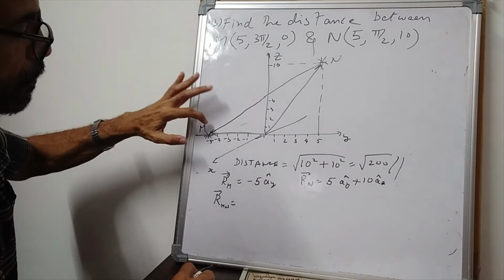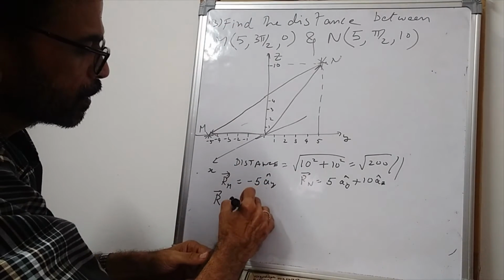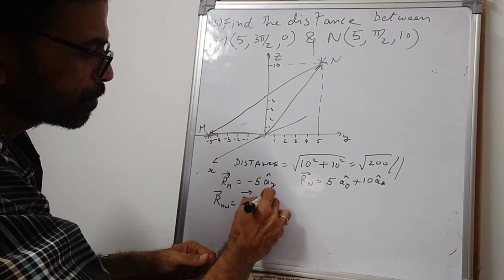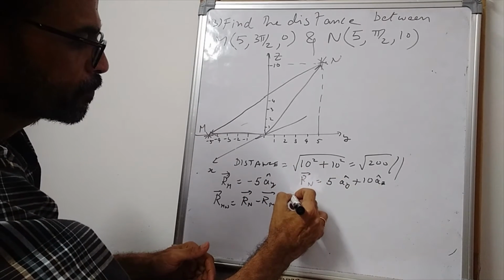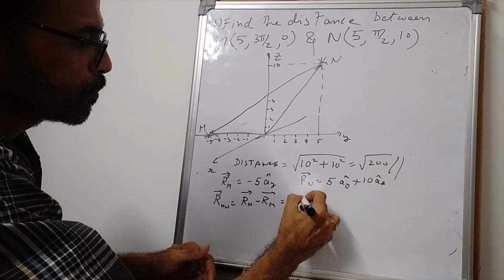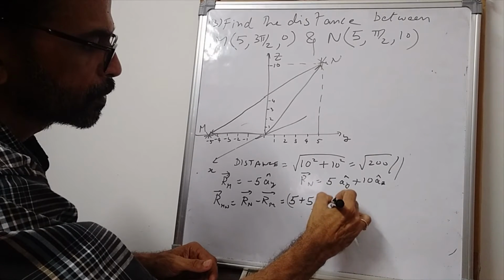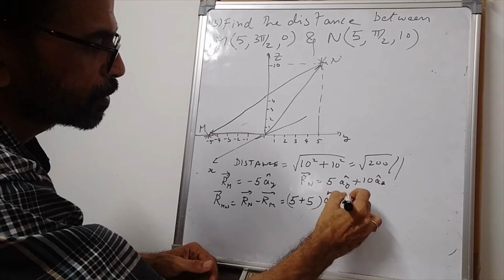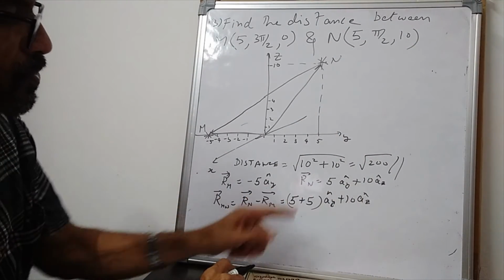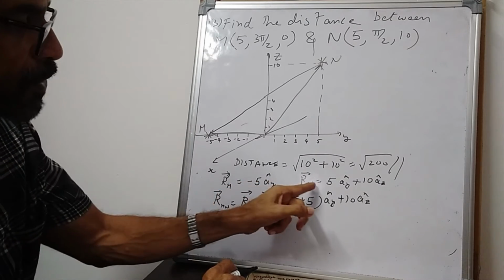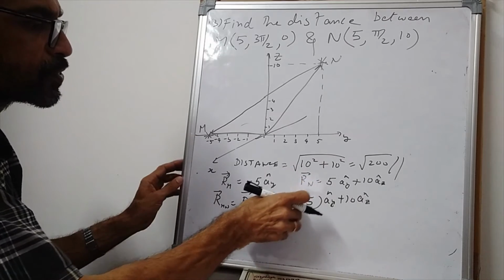Now the vector Rmn, that is the vector from M to N, is given by Rn minus Rm, which will be 5 plus 5 ay cap plus 10 az cap. Rn is this, from that I am subtracting Rm, so 5 and 5 get added, that's how I get this 5 plus 5, which is nothing but, of course, 10.